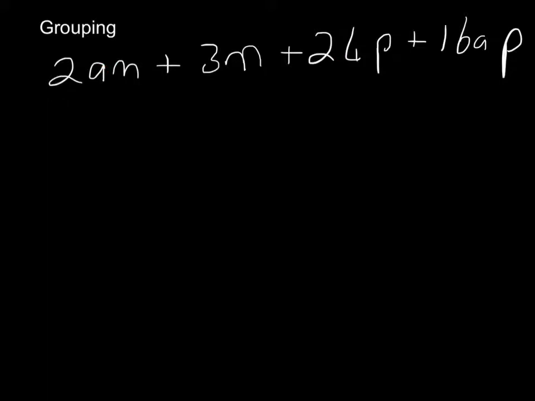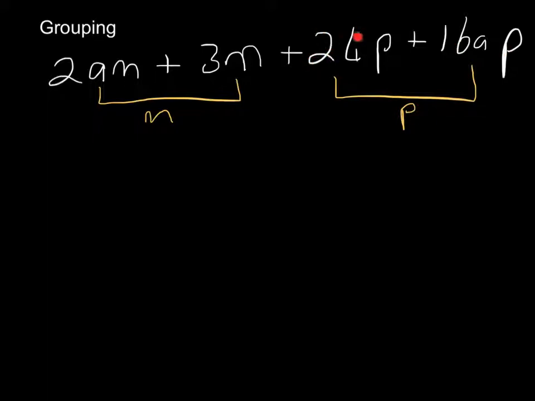So what we want to do is divide this polynomial with 4 terms into 2 smaller things that we can work with that have common factors. So for instance, these 2 over here have a common factor of m, and these 2 have a common factor of p. However, it's not just the p that is common.